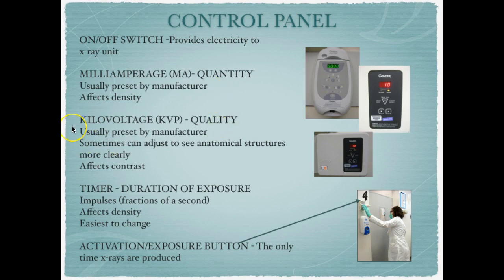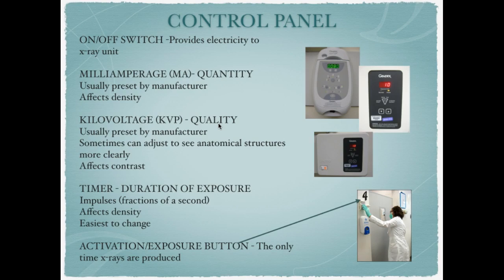Another control is the kilovoltage, or kVp, kilovoltage peak. This is the quality of the radiation. This is also usually preset by the manufacturer, but it can be adjusted. It is represented by a number, either 60 kVp or 70 kVp. This affects the contrast of the image. The contrast is the varying shades of gray and white and black on a dental image.